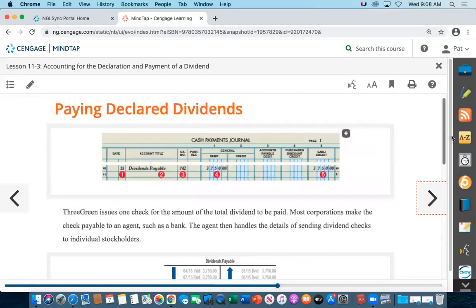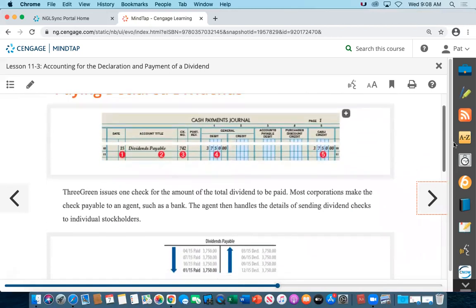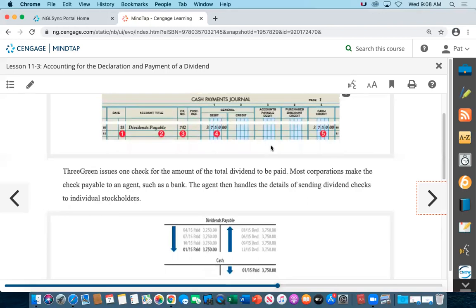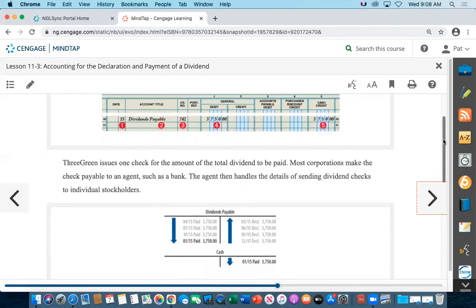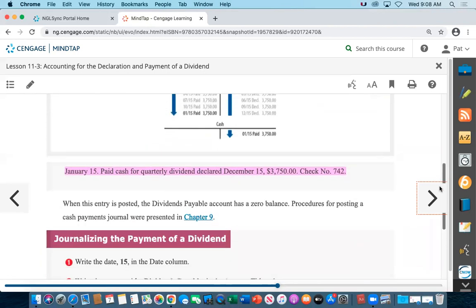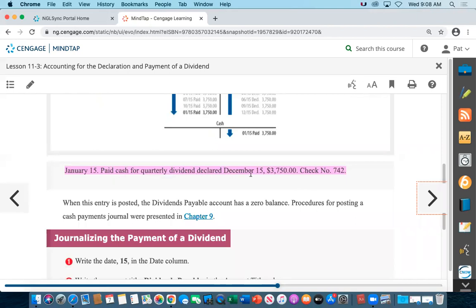Okay. Declaring dividends. We issue one check to declare the dividend. We send it up, we set it out, and then payroll will pay it out. Paid cash for quarterly dividends declared on December 15th, $3,750. You notice that the dividend was declared in December. The following 15th of the month, we pay it off.